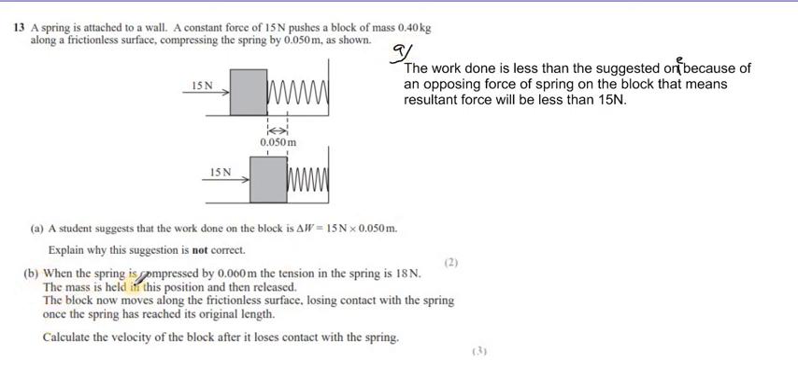When the spring is compressed by 0.06 meter, the tension in the spring is 18 Newton. The mass is held in this position and then released. The block now moves along the frictionless surface, losing contact with the spring once the spring has reached its original length. Calculate the velocity of the block after it loses contact with the spring. It's a 3-mark question. Okay, let's see what is given.